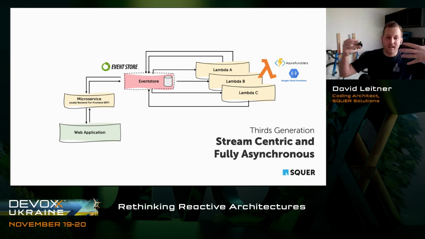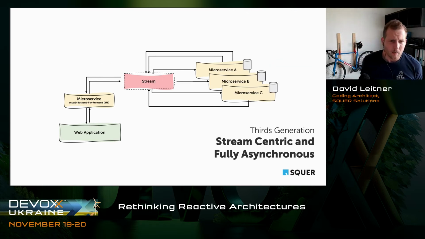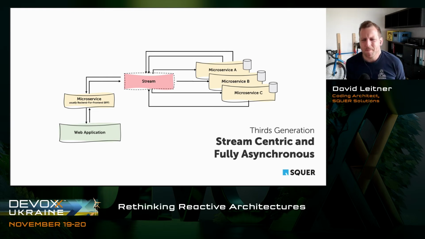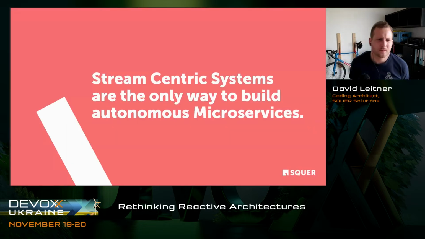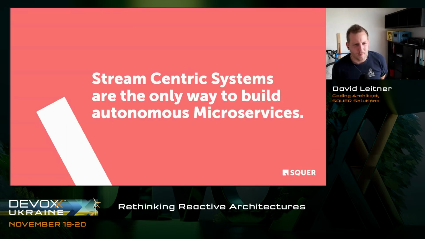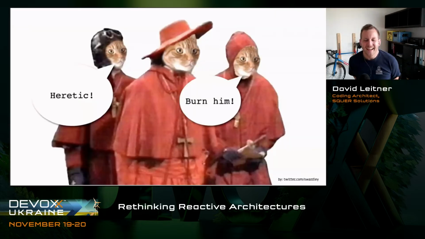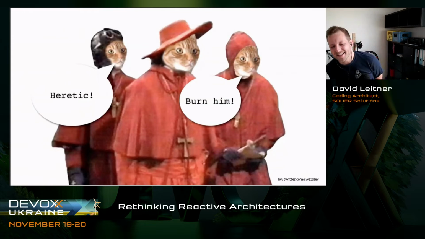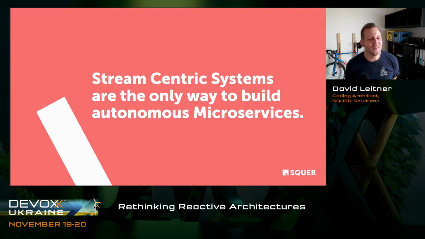And of course, it's also a mixture. It's not that we build a fully event-stored system or a fully non-event-stored system. Usually it depends on the use cases within your system, right? But as I said, it doesn't really matter. The important part, especially if you build microservices, is that stream-centric systems are the only way to build autonomous microservices, right? And I know that's a bold statement, but I think that's reality, and I think that's something we realized. Let me try to explain to you why I think this way, that we need to have a stream-centric system if we want to build autonomous microservices.